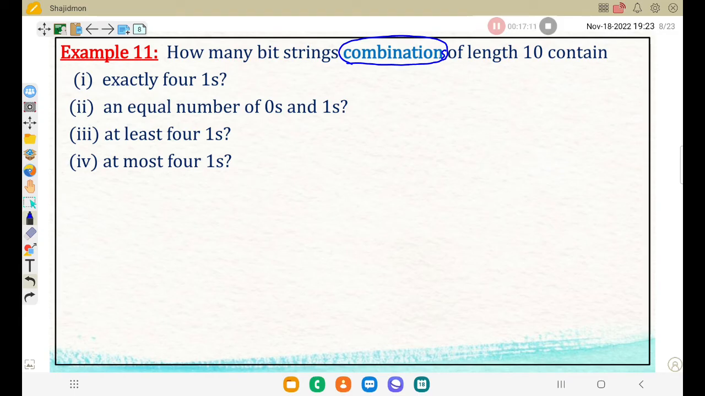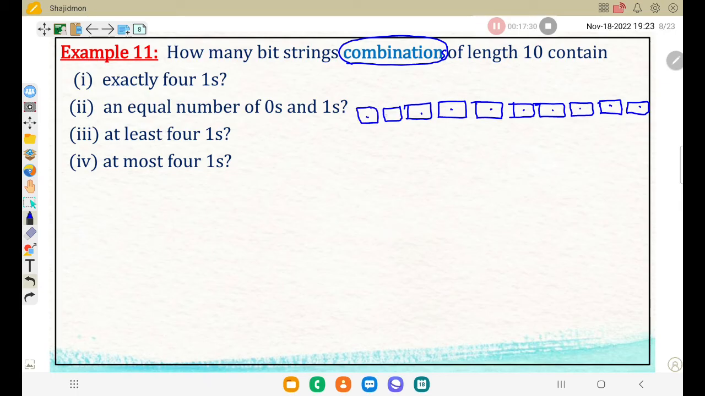Length 10 bit string, what is the meaning? There are 10 slots: slot 1, slot 2, 3, 4, 5, 6, 7, 8, 9 and 10. We have 10 slots. That means 10 is the length. For each slot, the possibility is either 0 or 1 bit, because in a bit string we can write either 0 or 1. Now what is our question?